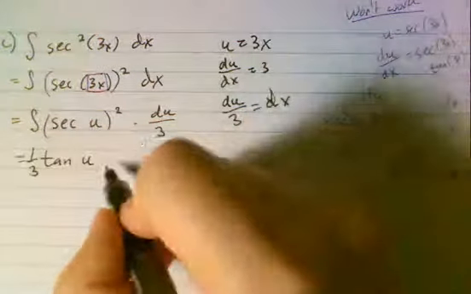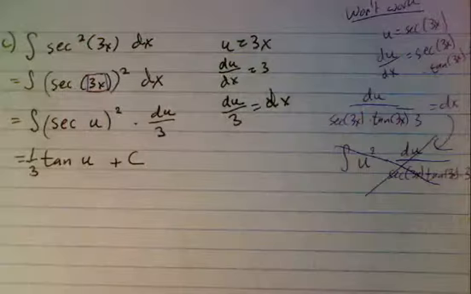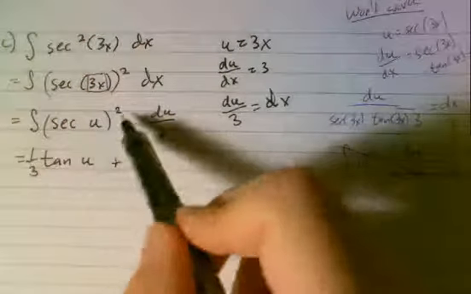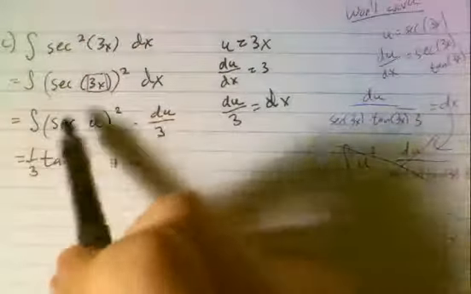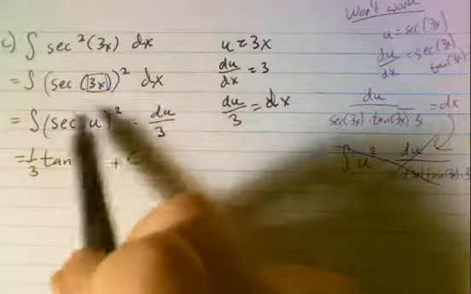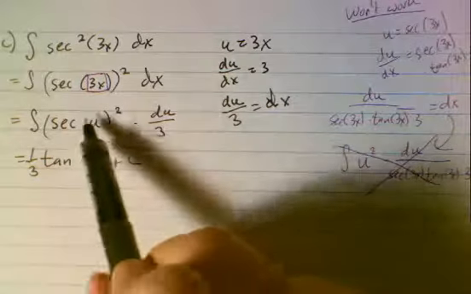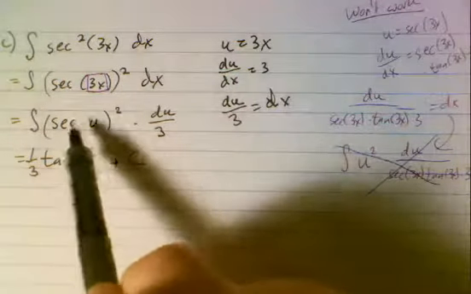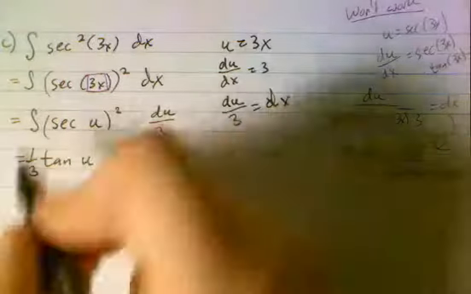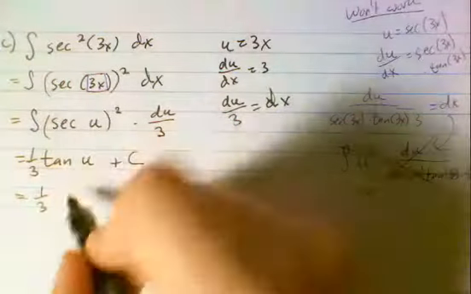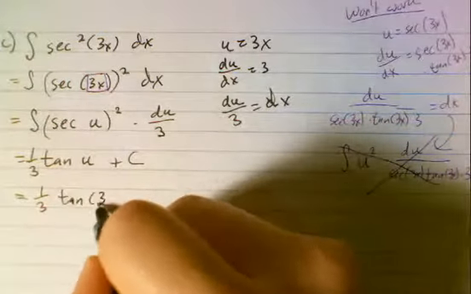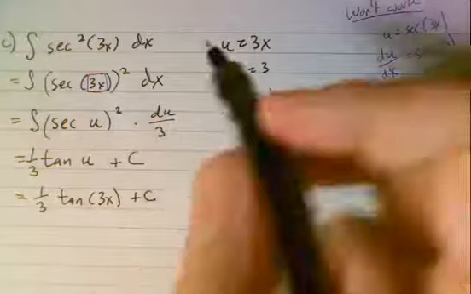That 1/3 is along for the ride, plus c. You just have to remember that, and you have to have it sort of on the tip of your tongue, mentally speaking, so that you see this and you know that you can turn it into this, because otherwise you get stuck right here. So let's put that u back. We've got 1/3 tangent of 3x plus c.